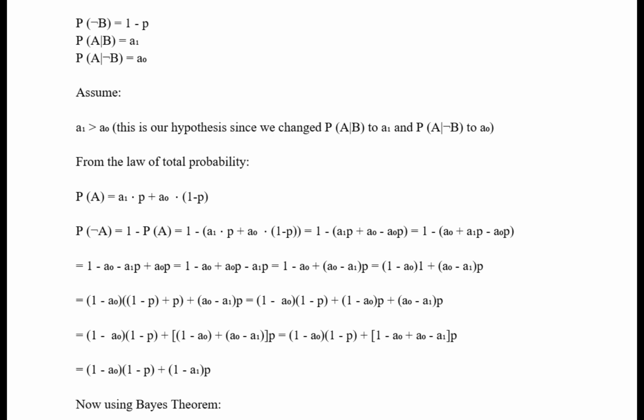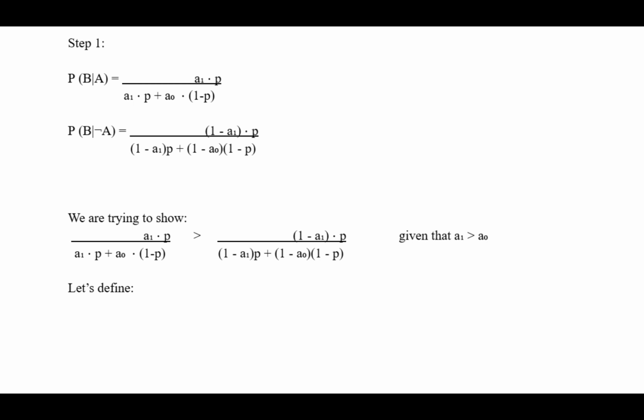So for Bayes' theorem, I know that the probability of b given a is going to be equal to a1 times p divided by a1 times p plus a0 times 1 minus p. And the probability of b given not a is going to be equal to 1 minus a1 times p divided by 1 minus a1 times p plus 1 minus a0 times 1 minus p.